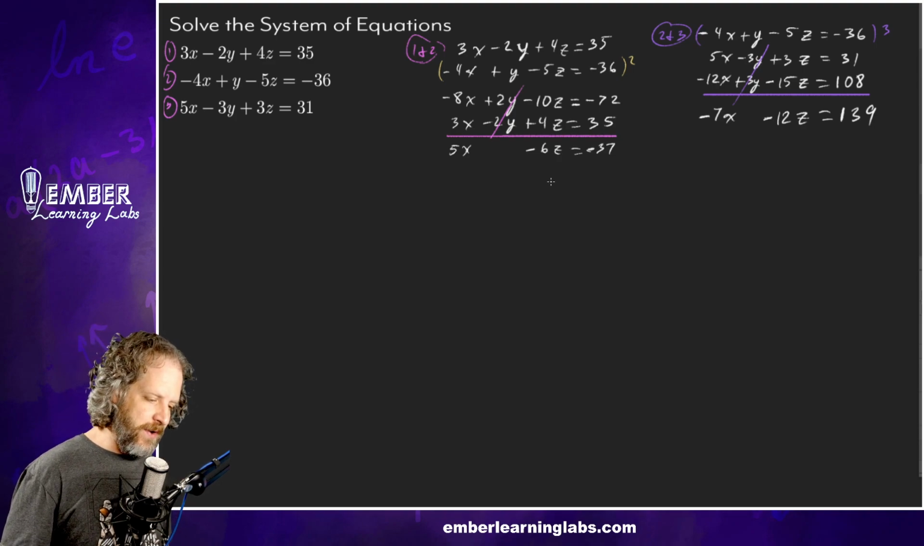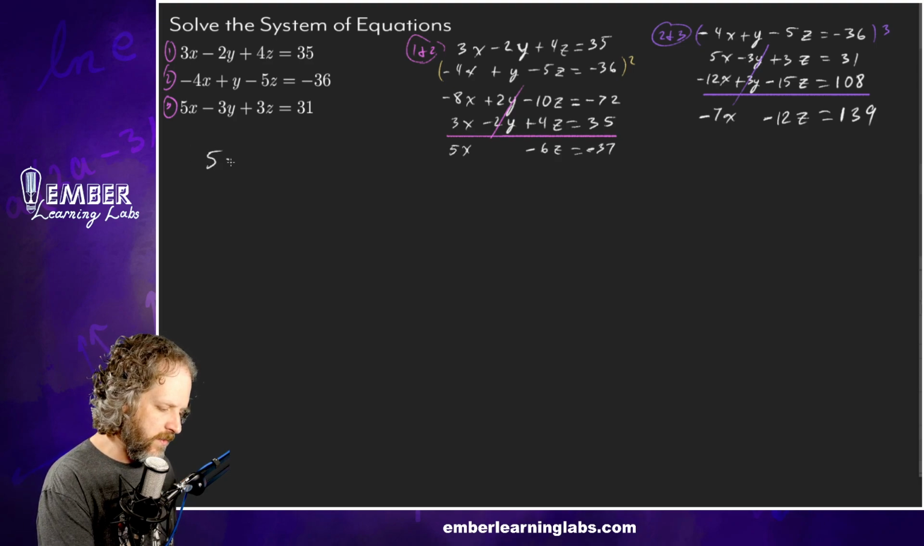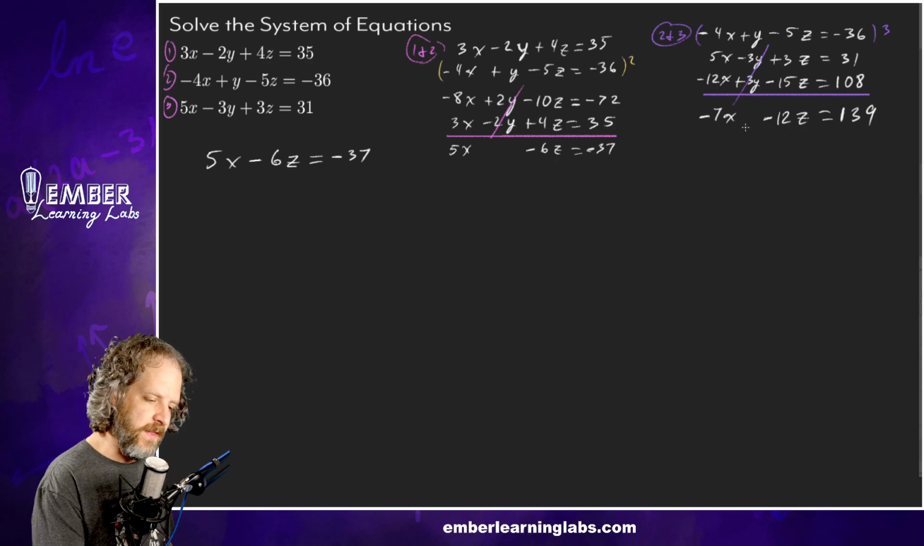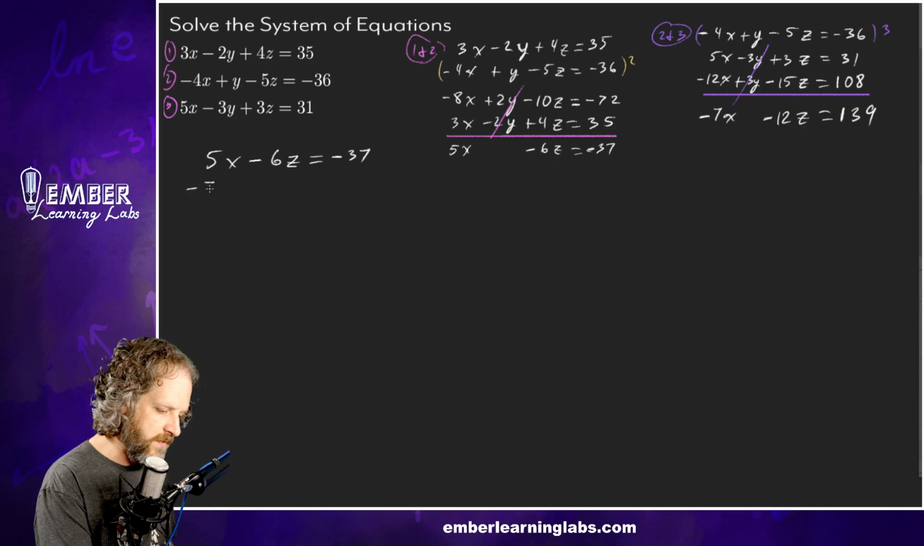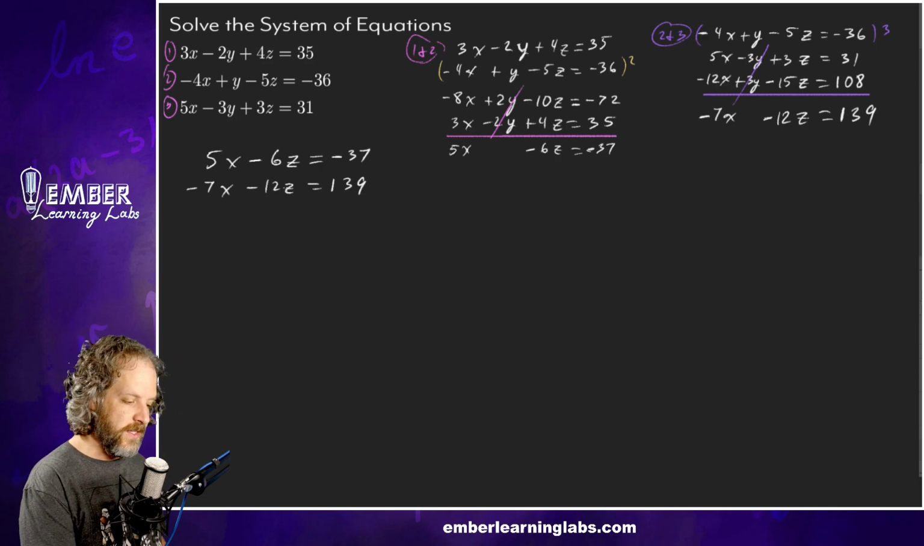So that we already know how to do. So let's write those and solve those. So now we're going to put 5x minus 6z equals negative 37. And then this one over here: negative 7x minus 12z equals 139. Right? So let's eliminate the z's.